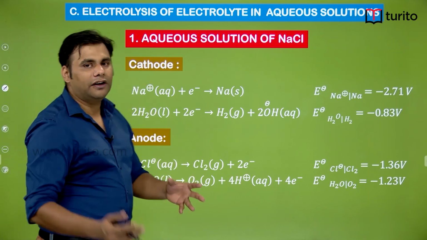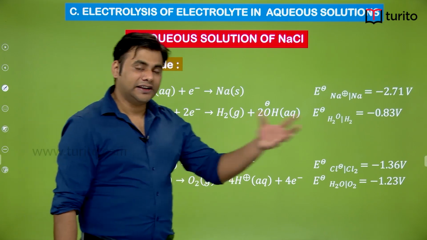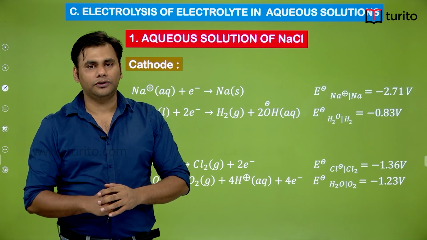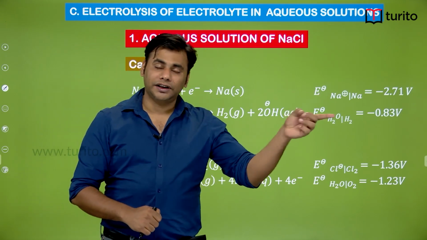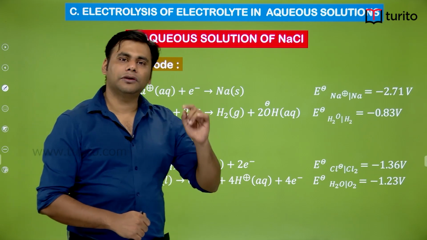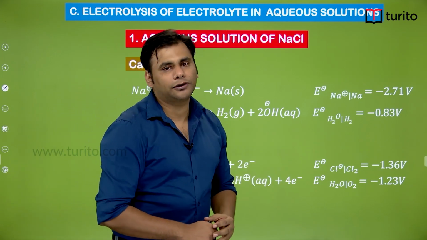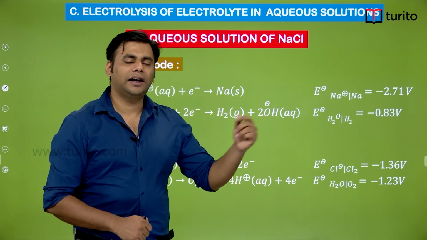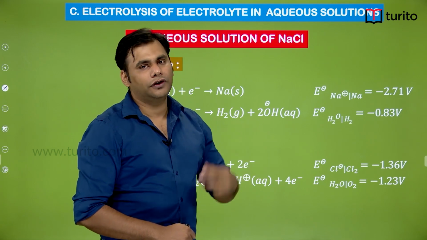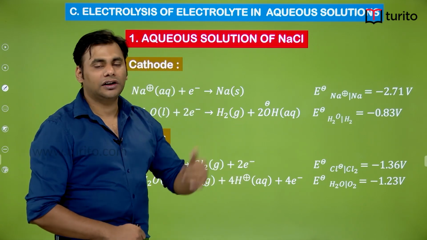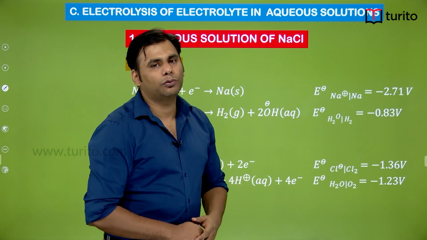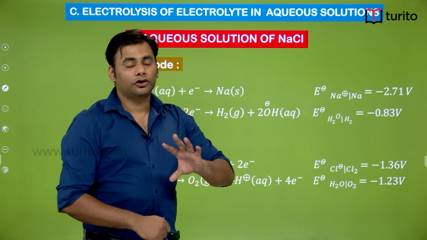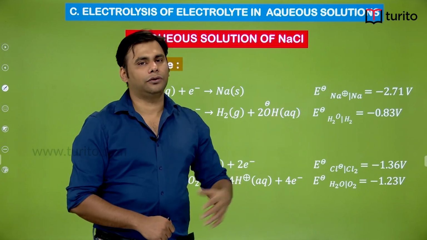When we pass current, NaCl would break into Na+ and Cl-. So there is a tendency of Na+ to get reduced and Cl- to oxidize. But because it is an aqueous solution, water is also present. Water would break into H+ and OH- ions. So now there are two types of cations, Na+ and H+, that could get reduced at the cathode. Out of the two, H+ has 0 reduction potential, whereas Na+ has a standard reduction potential of minus 2.8. So obviously the tendency of H+ to get reduced is more. So H+ would get reduced first and evolve hydrogen gas.